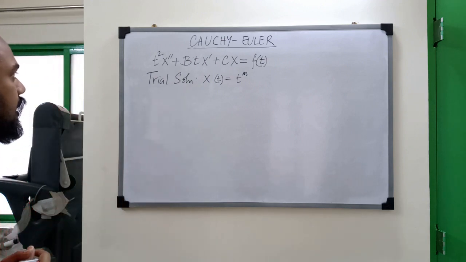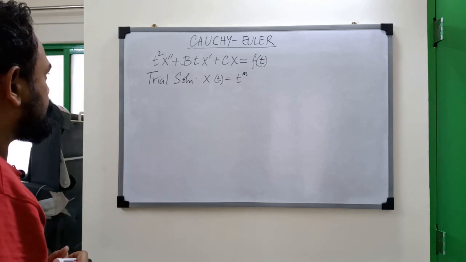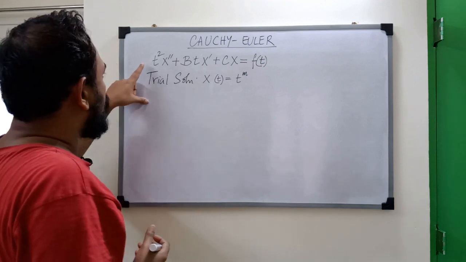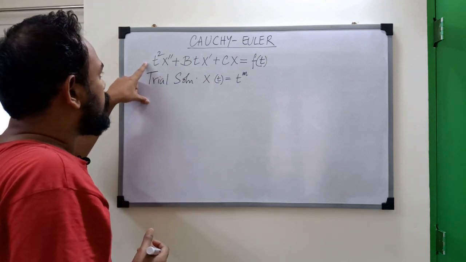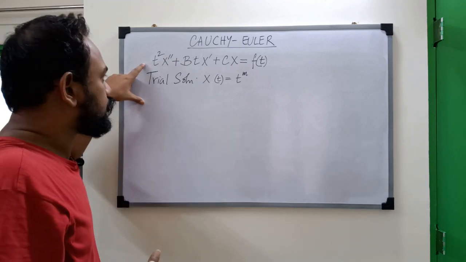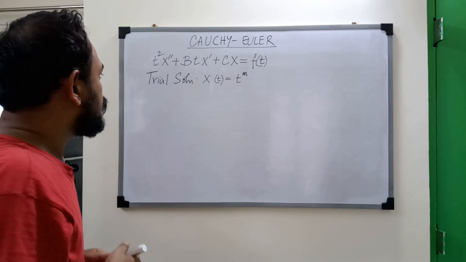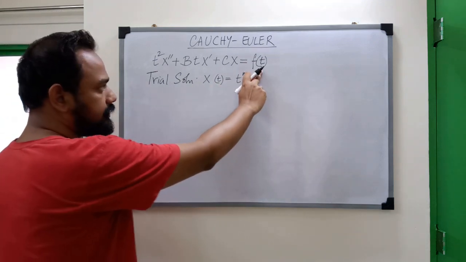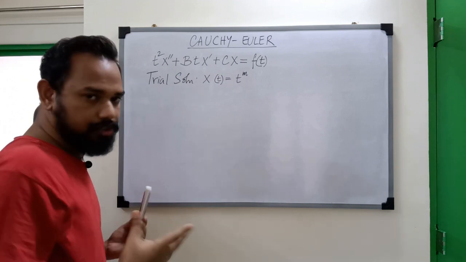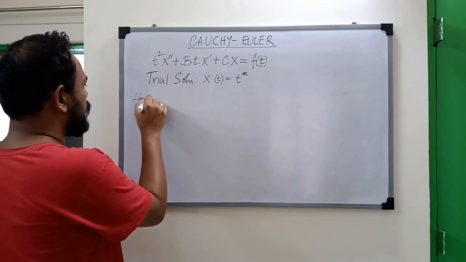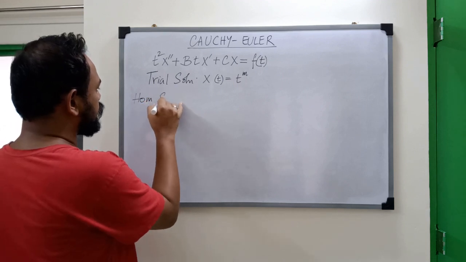So let's see how to solve it. First we want to find the complementary function, in other words, the homogeneous solutions of this differential equation. When we want to find the homogeneous solutions, we want to make the input term on the right 0.